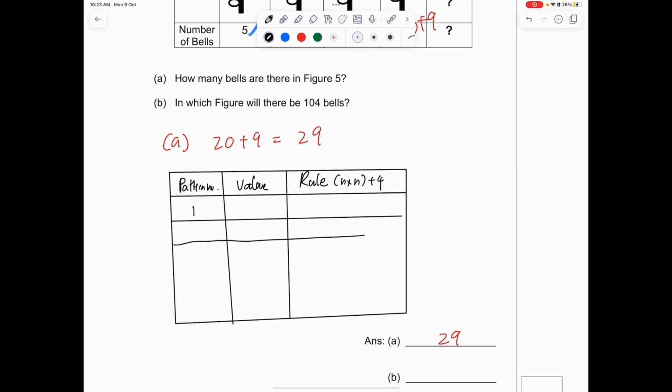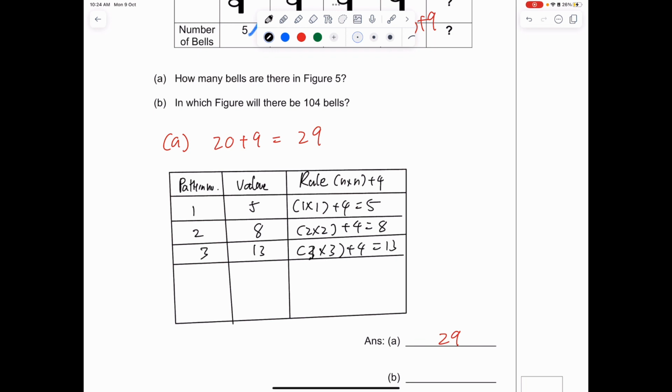So 1. You must show at least 3. Okay, show at least 3. You don't have to do everything, but in your presentation you should show 3. Okay? And then therefore, you have 5. This is 1 times 1 plus 4 equals to 5. 2 times 2 plus 4 equals to 8. 3 times 3 plus 4 equals to 13. So when you go all the way down, they're asking you, when will you get 104?